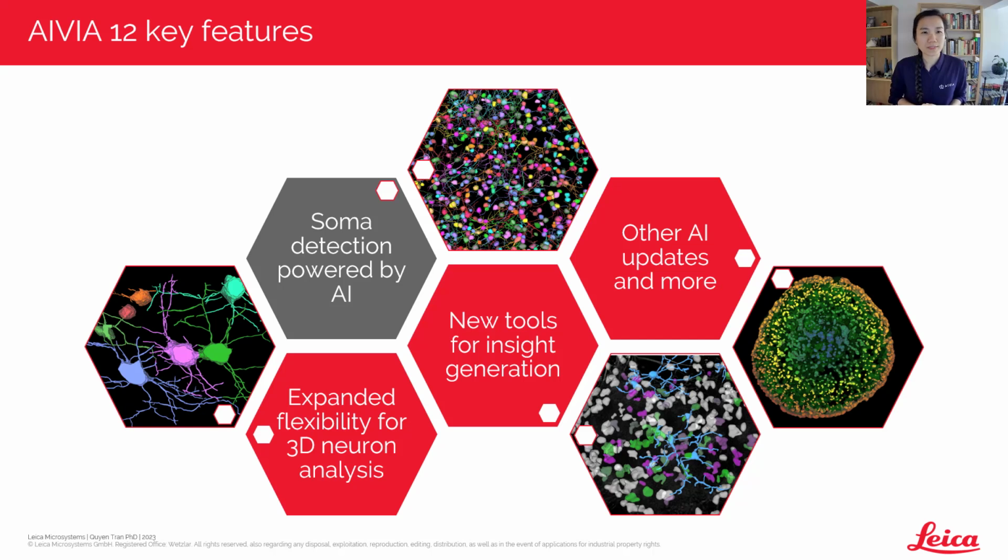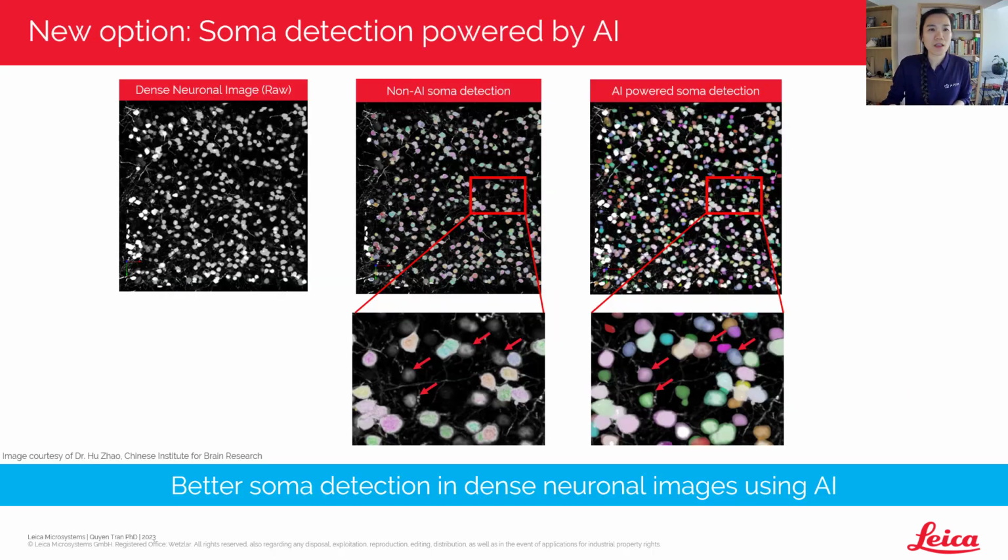Let's delve into the soma detection powered by AI. This is a new option in our 3D neuron analysis recipe designed to help you better detect somas in dense neuron images. You can see here a quick snapshot of the soma detected using our non-AI versus our AI-powered methodology. With AI, we were able to detect additional somas in this dense network, as indicated by the red arrows in the zoomed-in portion of the image you see here.